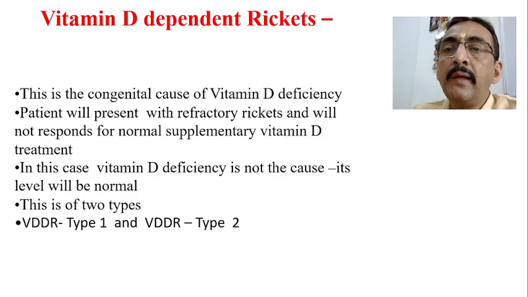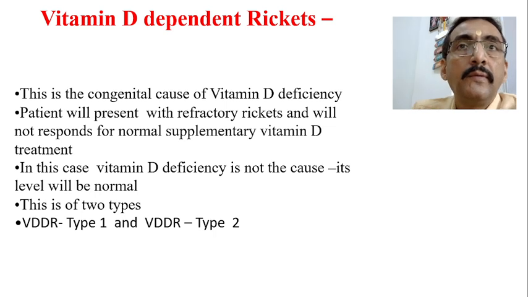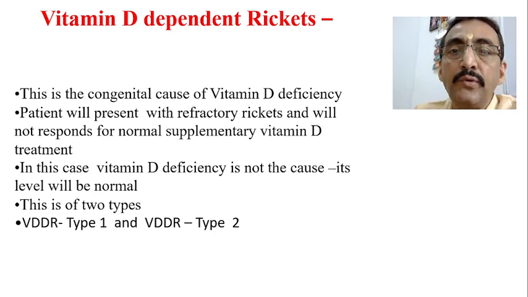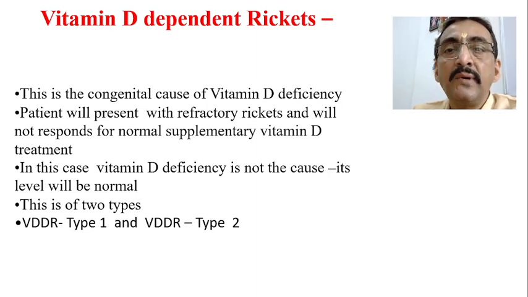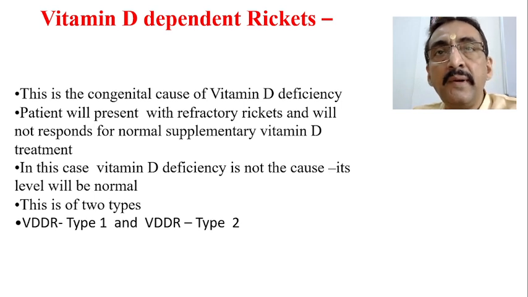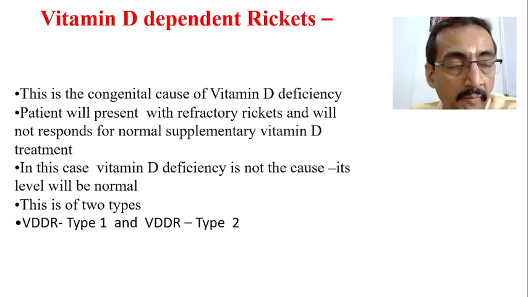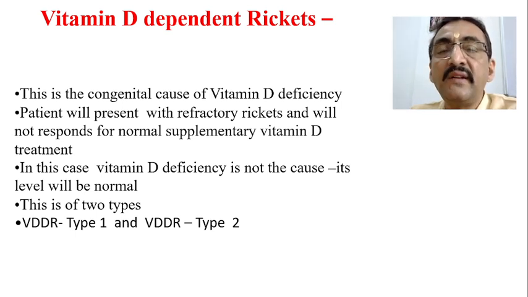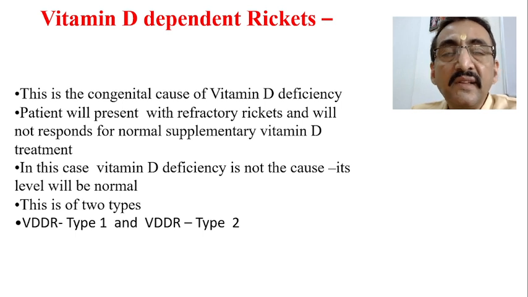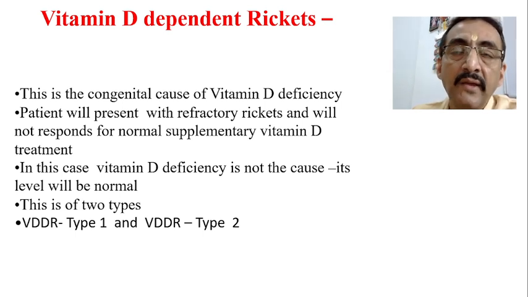Now, for the convenience of the study, we basically divide vitamin D deficiency into two types. One is vitamin D dependent rickets, another one is vitamin D non-dependent rickets. The vitamin D non-dependent rickets are also called vitamin D resistant rickets or refractory rickets. Okay, so that we will see in the next class. Thank you very much.